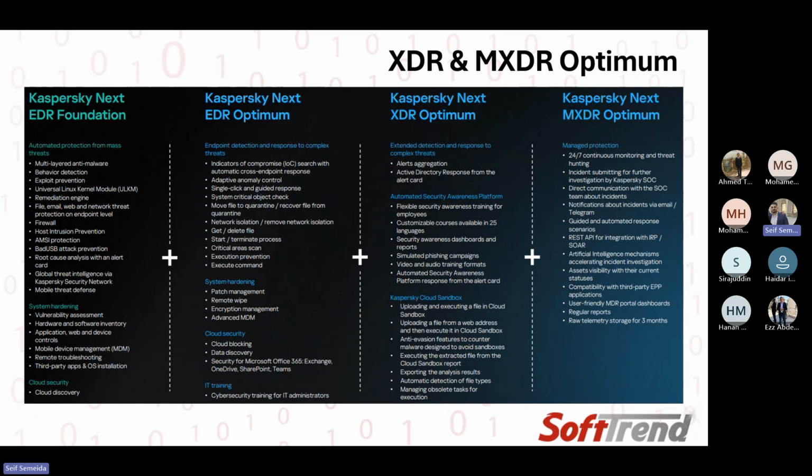As for the MXDR Optimum, it's basically the same as the XDR Optimum with an additional managed protection, which is basically you have a SOC team from Kaspersky at your disposal whenever required. They can test your environment, you can report any incidents, and you would have direct communication with the SOC team. Instead of hiring your own SOC team, you have the Kaspersky SOC team performing all the needed actions for you.